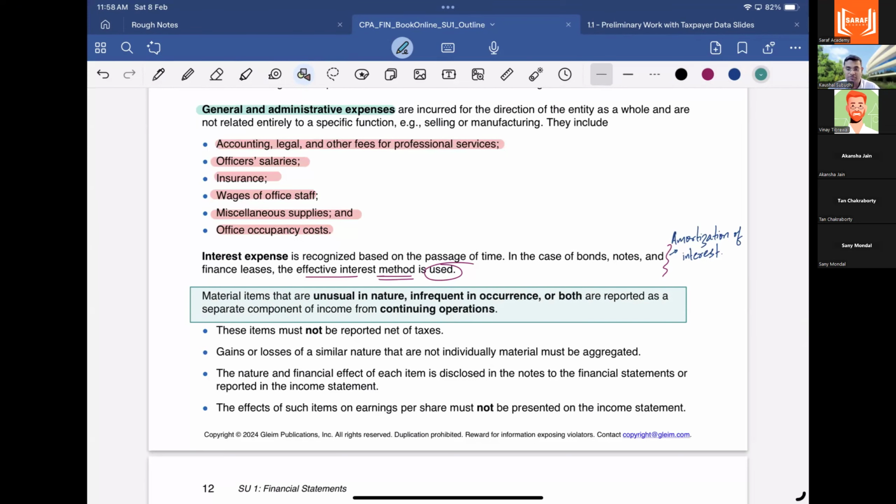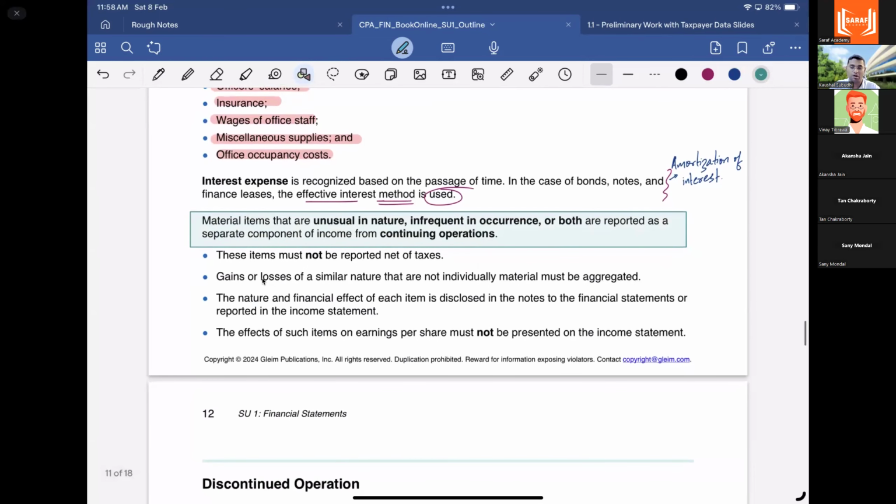And now a few other things over here, just on a one-liner basis. Gains or losses of similar nature that are not individually material must be aggregated. And then again, the nature and the effect of each item disclosed in the notes or reported in the income statement. So you have to make sure that you mention the nature.